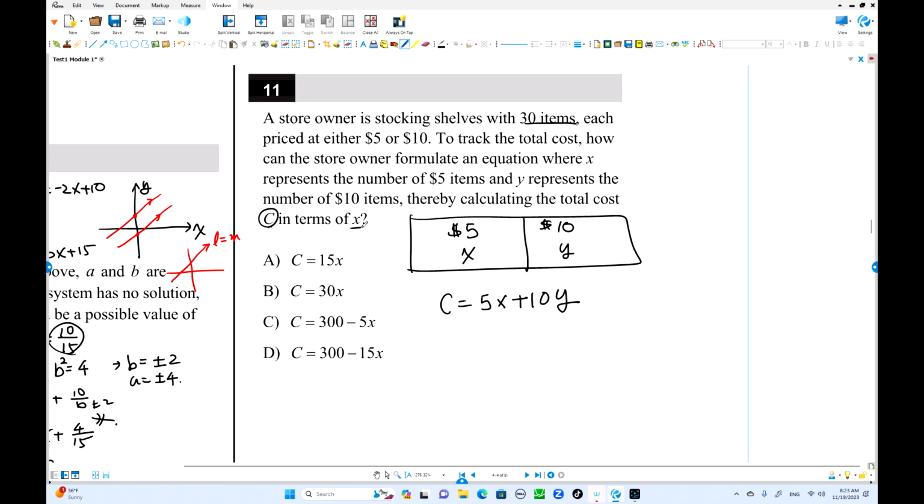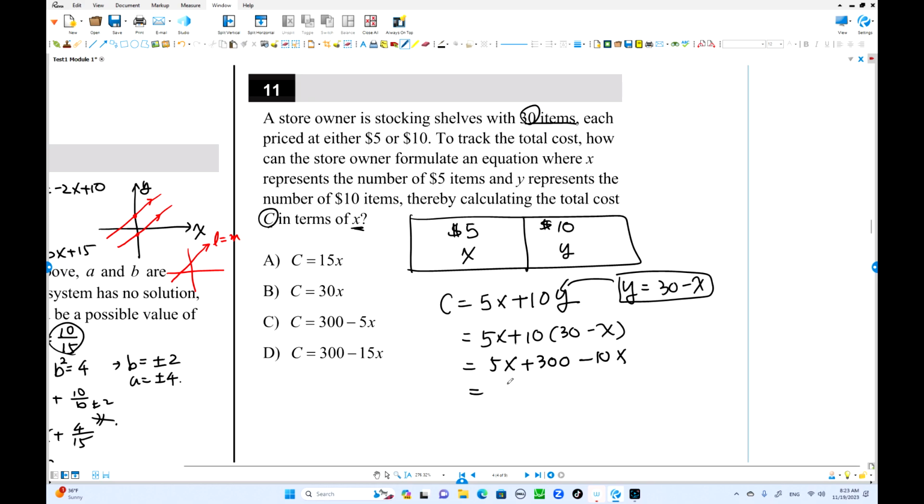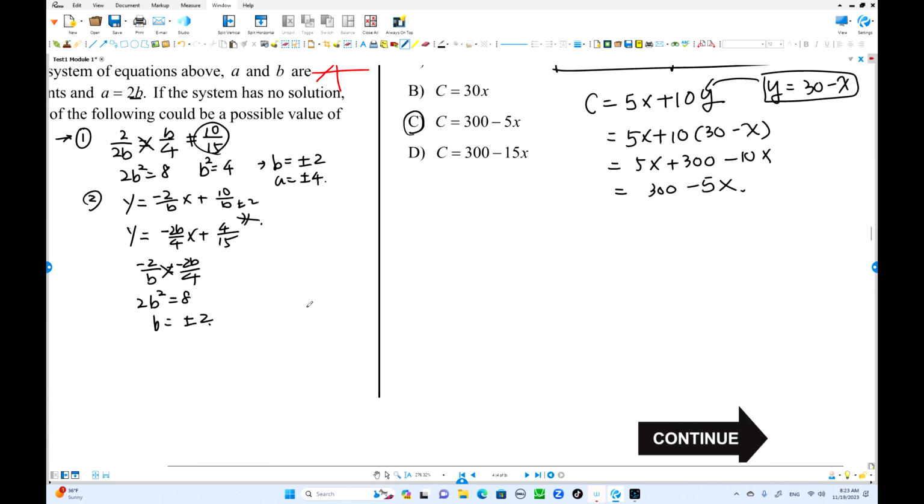But we are not done. Express it in terms of X. How can you replace Y in terms of X? Yeah, total items is 30. That is another constraint. So what is Y? Y equals 30 minus X, since X plus Y is 30. I'll replace it over here. So 5X plus 10 times 30 minus X. Expand this one: 300 minus 10X, which equals 300 minus 5X. So choice C is the answer, in terms of X.